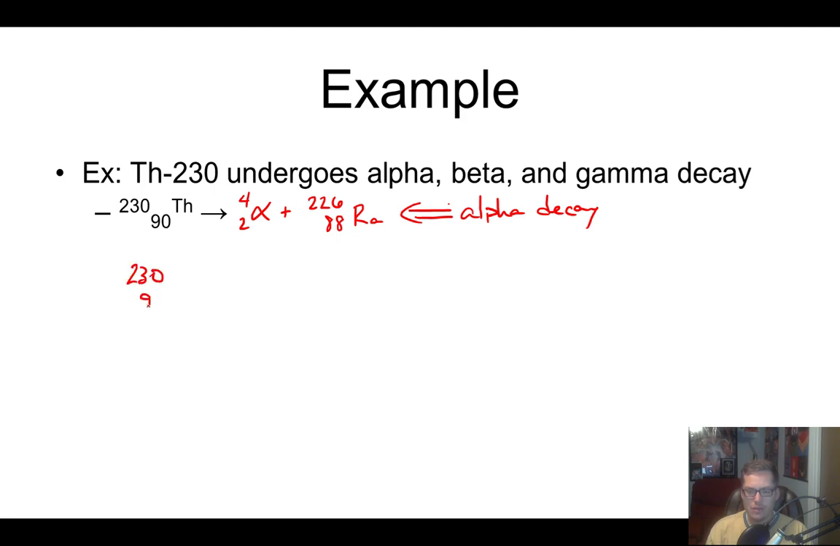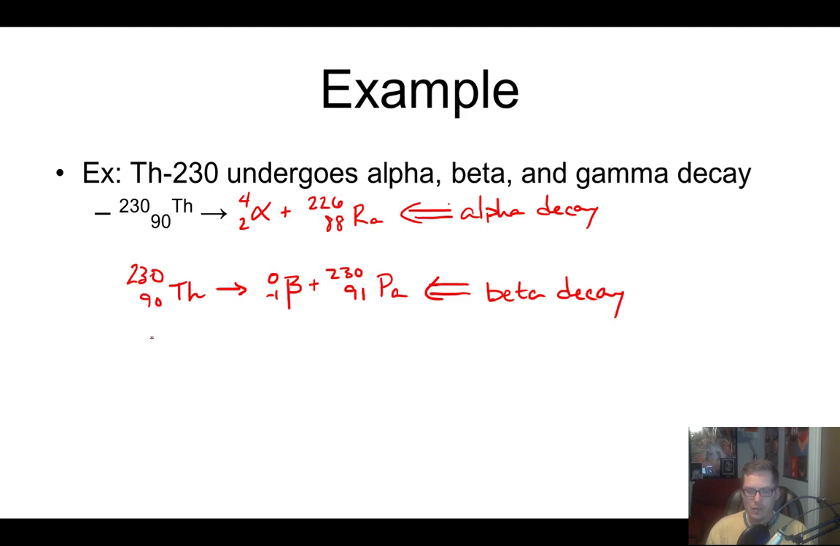Now let's do the same thing, but we're going to make it undergo beta decay. So 230, 90, we're just practicing all of them. Beta decay, 0, minus 1, our beta symbol. We just need a 230 here to make those add up. And then 90 minus 1, so this has got to be 91, because 91 minus 1 equals 90. We look at the periodic table, find 91, and we see it's protactinium, or Pa. So this is our beta decay.